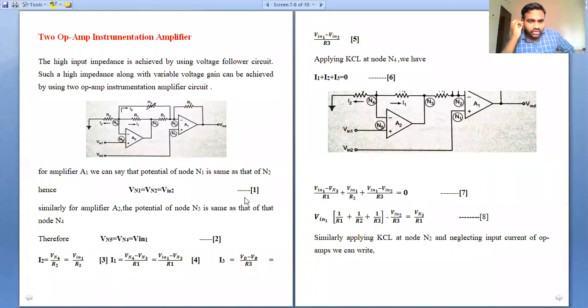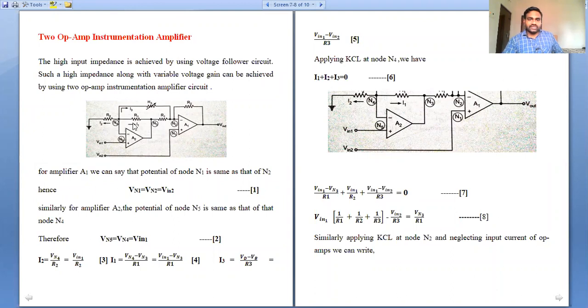Right, it has high input impedance. So this is nothing but our voltage follower circuit or buffer amplifier. Somebody responded correctly. That means here we are connecting the differential amplifier with a voltage follower circuit or buffer amplifier circuit. The difference amplifier is connected with respect to the buffer amplifier.